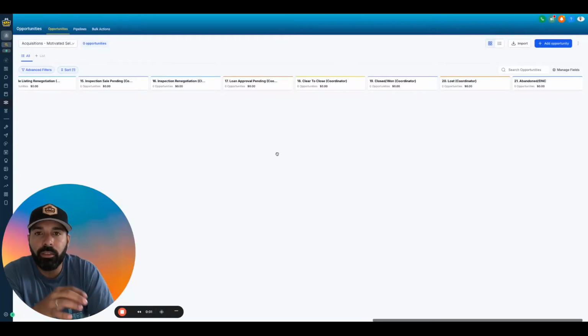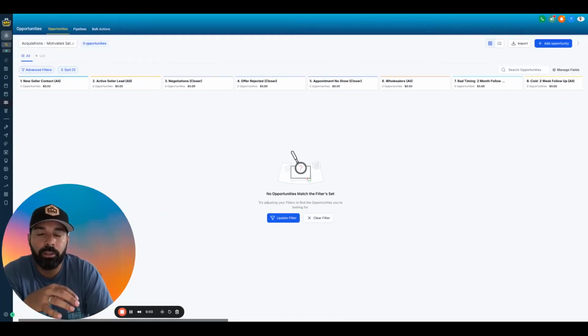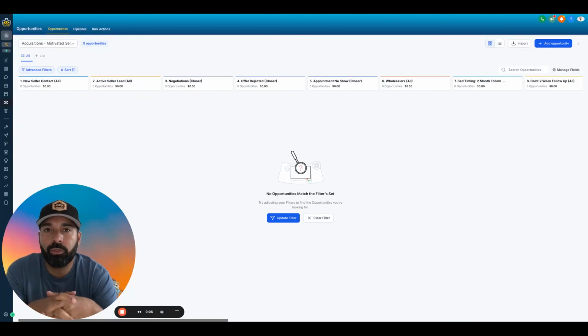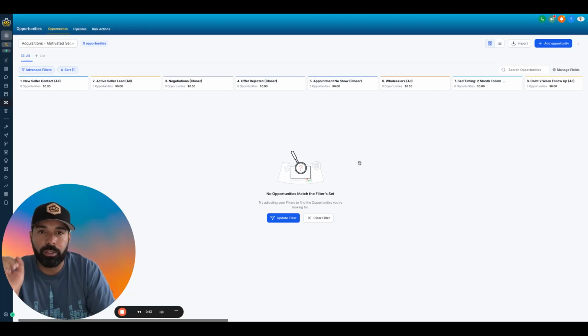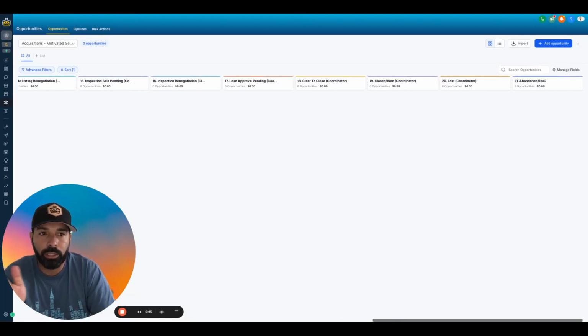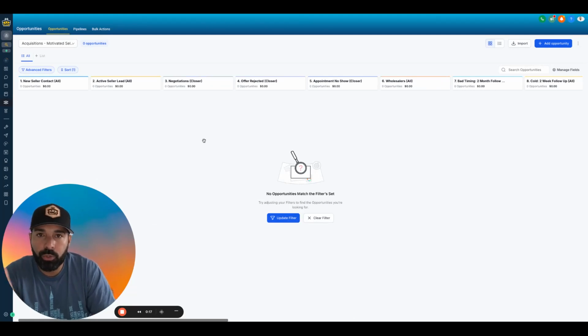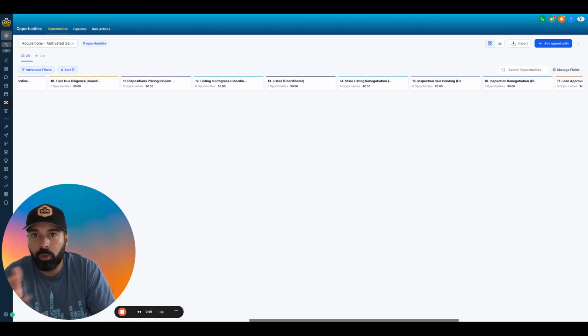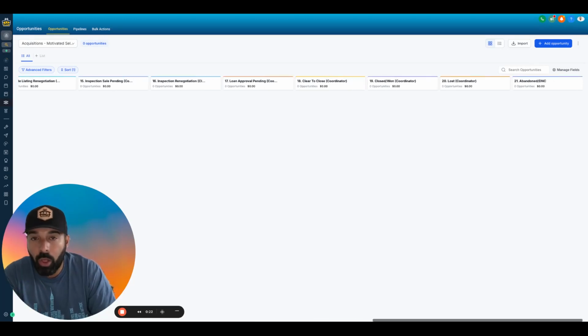Okay, so one of the key things that I find that prevents real estate investors from actually scaling is not having a clear path for a lead. Now, I'm going to break down all the stages that we take a property seller lead through, all the way from a new seller lead, all the way through closing or abandoning, or even a lost deal.